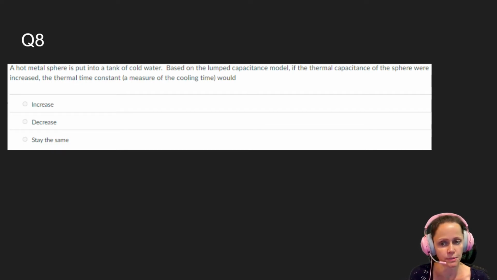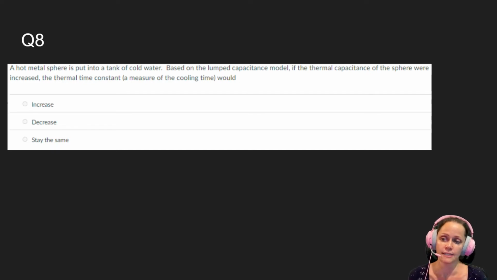A hot metal sphere placed into cold water, so same thing. And this is phrased a little bit strangely, but it says if the thermal capacitance of the sphere were increased. And what they mean by thermal capacitance is the ability of that material to store, right? Just like an electric capacitor. So ability to store thermal energy without raising its temperature, and that's related to the specific heat.